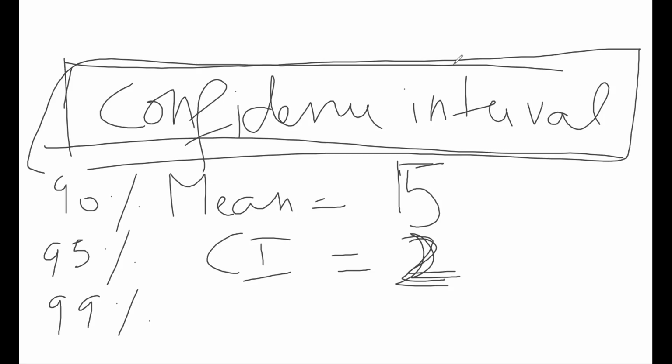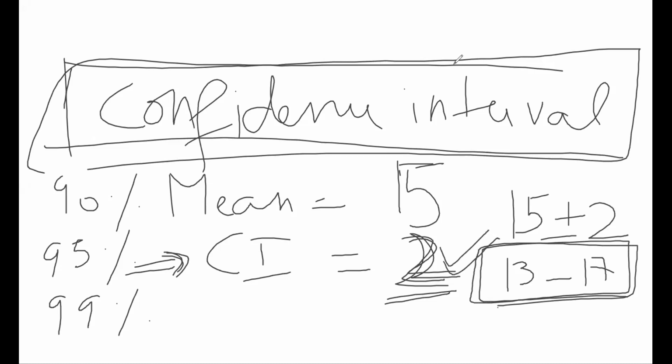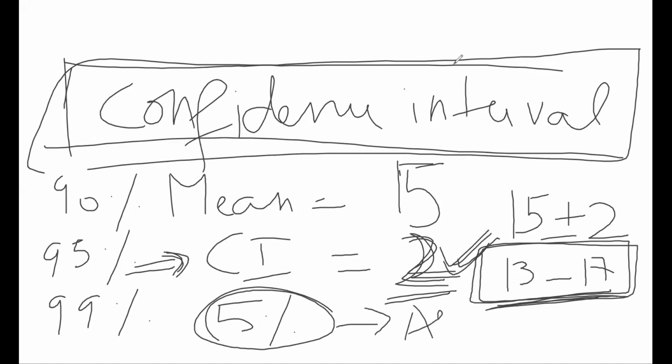So if we are saying that the mean is 15 and the 95% confidence interval is 2, that means our value lies between 15 plus minus 2, that is 13 to 17. So we are 95% sure that the mean value of the population would lie in this range only. There are 5% chances that our value doesn't lie in this range. So this 5% probability is basically what we call the alpha value.